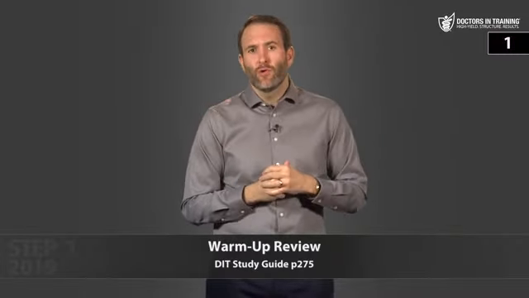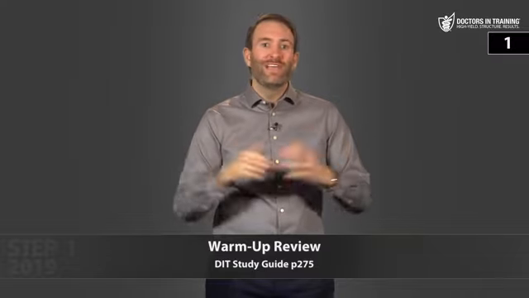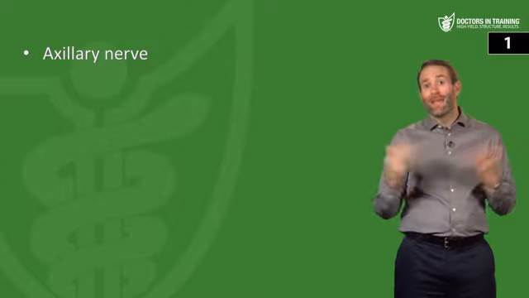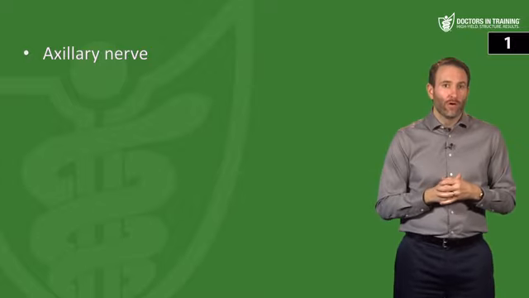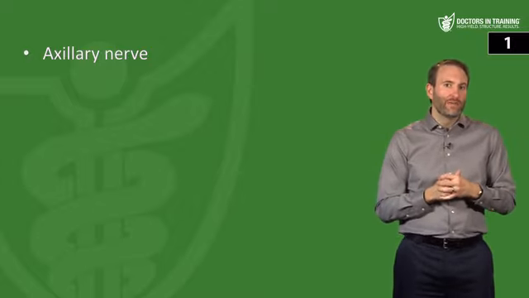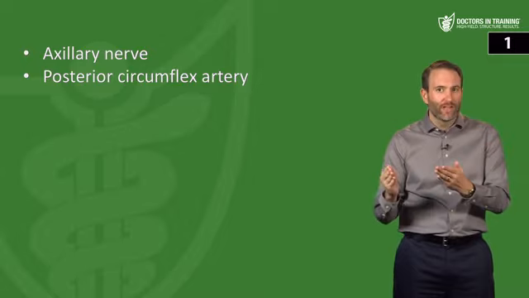It's time for another warm-up review. Let's get going. What artery and nerve are most at risk of being damaged in a patient with an anterior shoulder dislocation? So the main nerve you worry about is the axillary nerve, and what runs with the axillary nerve is going to be the posterior circumflex artery.